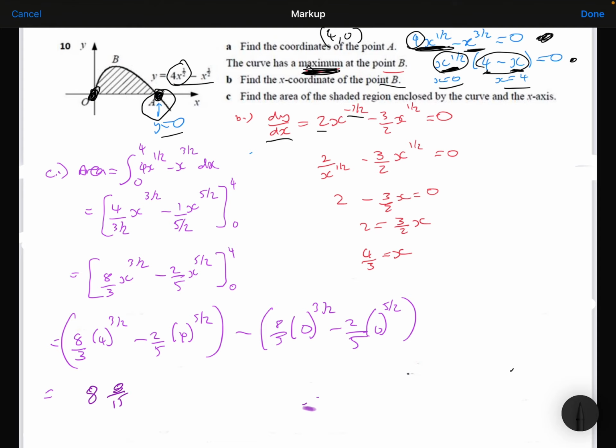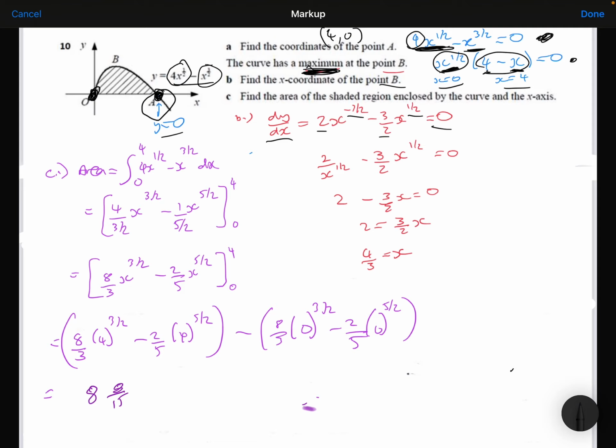Then differentiating the x to the power 3 over 2. So I'm going to times by 3 over 2 and take 1 away from the power. So 3 over 2 take away 1 is a half. And then I've made my gradient function equal to 0.